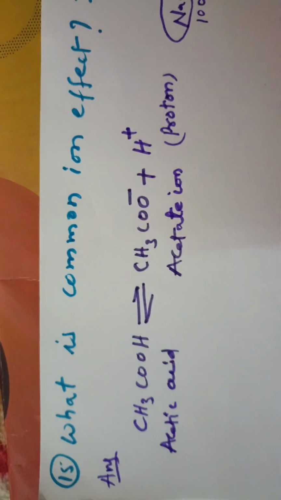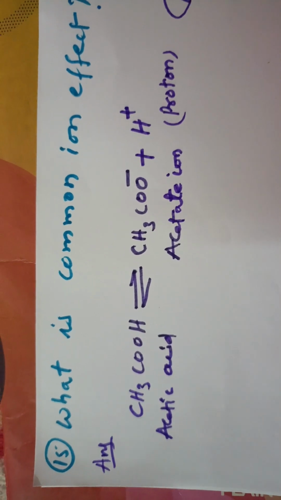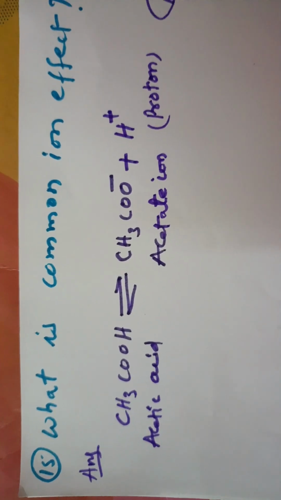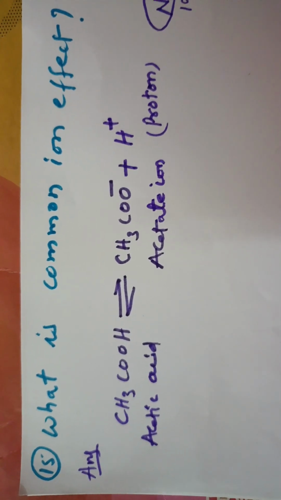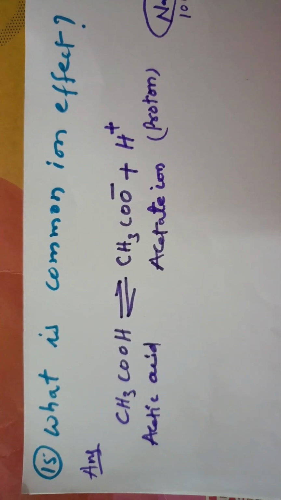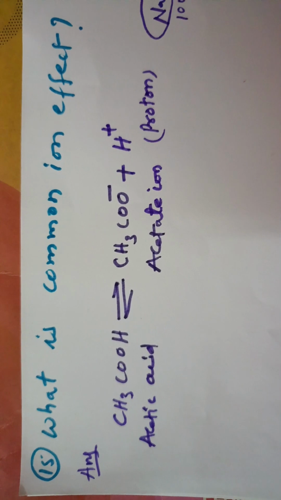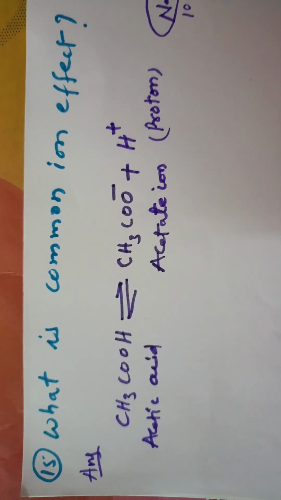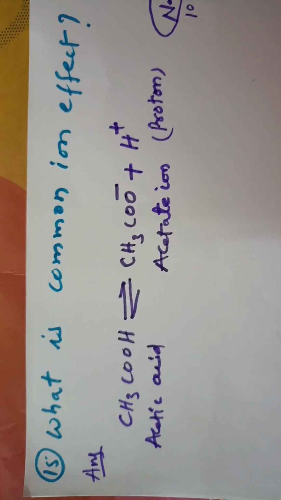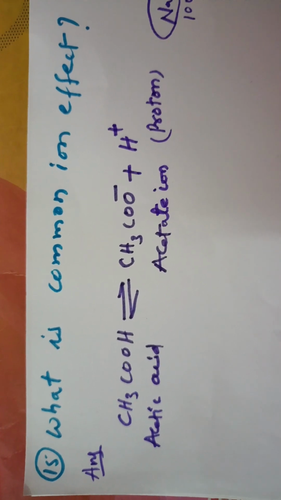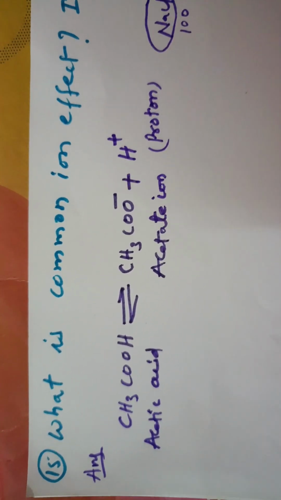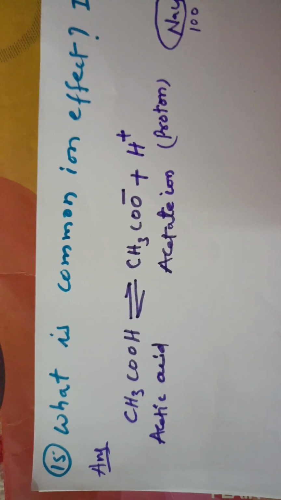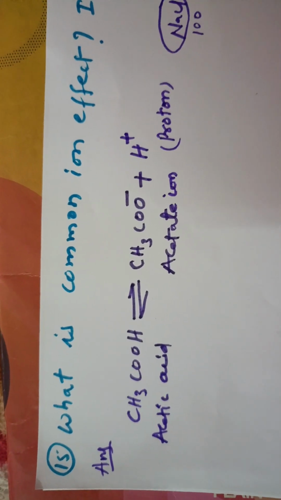Degree of dissociation gives the information about how much dissociation occurs. Suppose the degree of dissociation is more, that means dissociation is more. If the degree of dissociation is less, it simply gives less dissociation. That is the degree of dissociation.